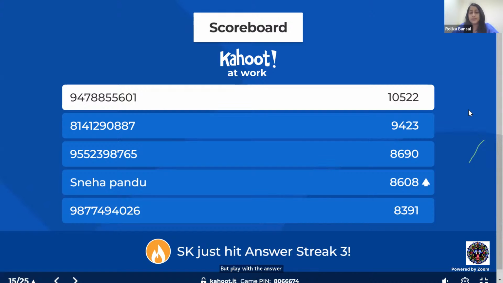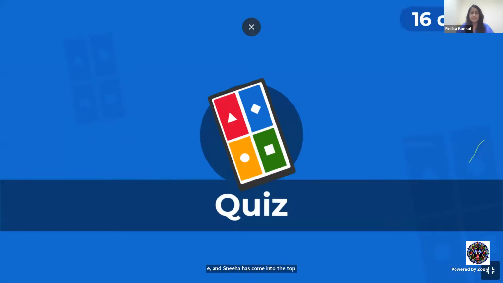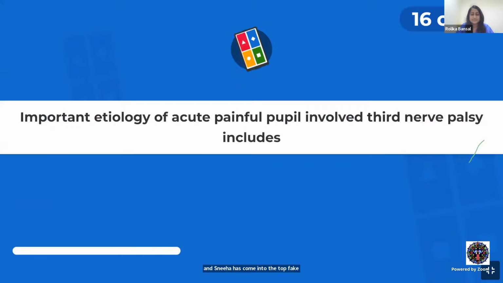Wow, that is one stagnant leaderboard. Somebody has touched the 5-digit first time. And Sneha has come into the top 5. Yes. Good. Moving on to the next one. So 9 more questions, I think.